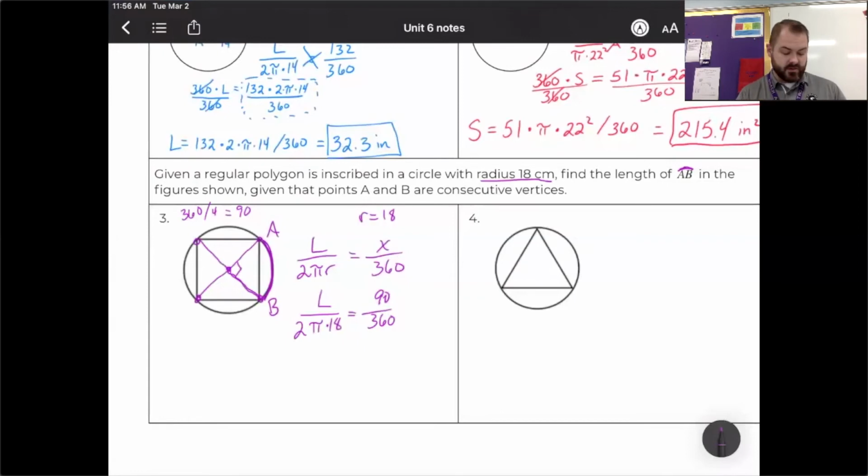Looking at this circle, every one of these arcs is an equal piece of the 360. That means every arc length is an equal piece of the circumference. So when I have a regular polygon inscribed in a circle, only for these kinds of problems, only for a shape inside a circle, the arc length is equal to the circumference divided by the number of sides.